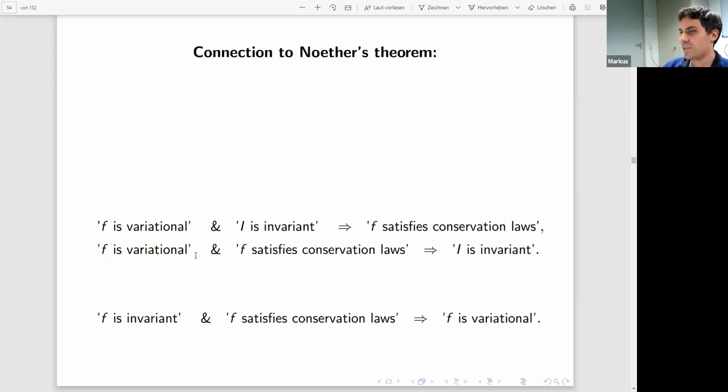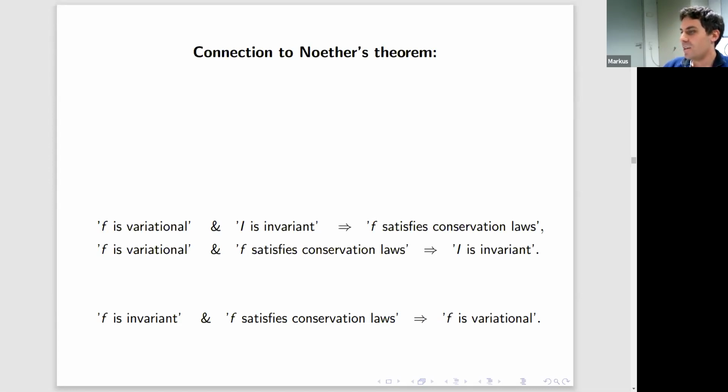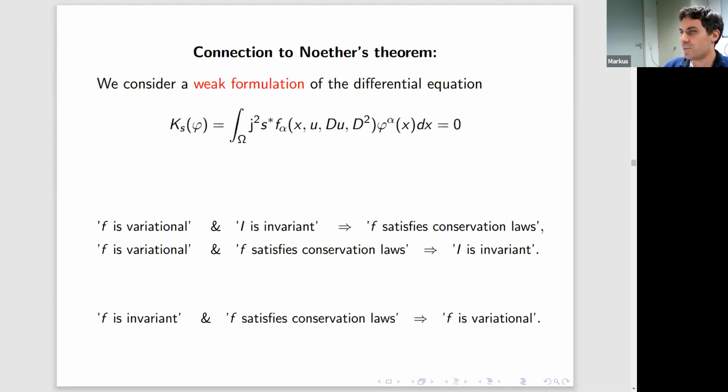And as you can see here, there show up different objects: the differential equation and this I and so on. And here you only have the F in the formulation. To get this a little bit more consistent, and what will also be very important from now on in my talk, is that we will not consider the differential equation itself, but we will consider a weak formulation of the differential equation.